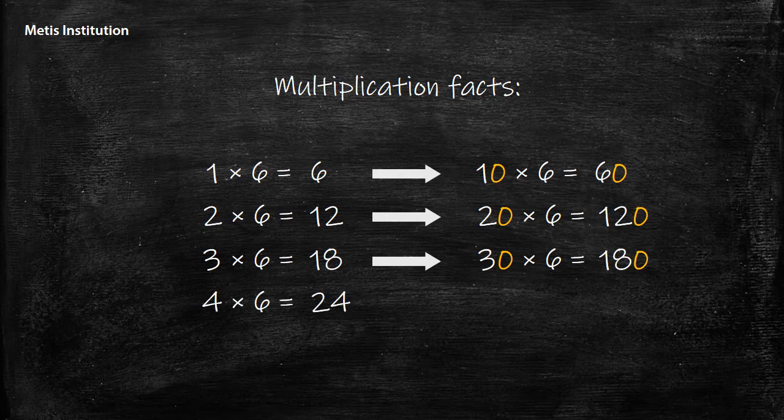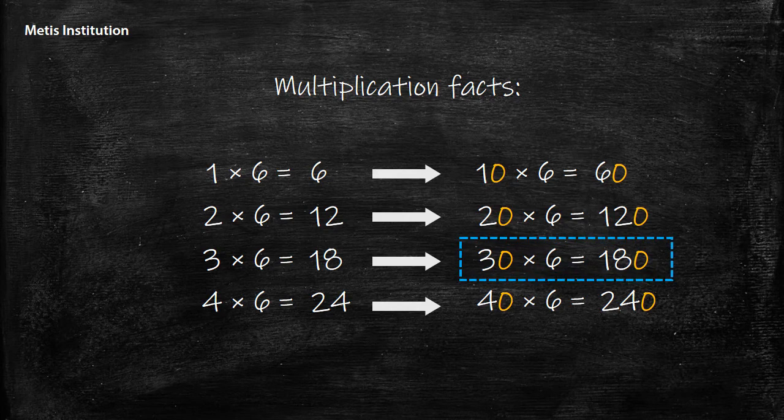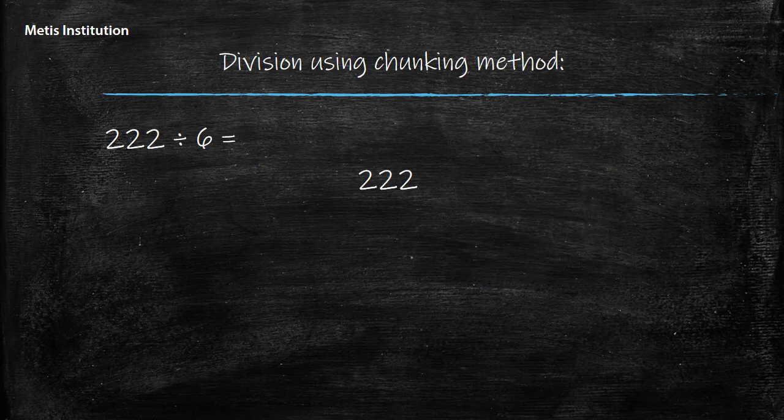So if we do 4 times 6, that will equal 24, and 40 times 6 will equal 240. So among these multiplications, the closest number to 222 will be 180, and that means we will use this multiplication as our first chunk. Yes, the first chunk that we're going to use here is 30 times 6 equals 180.